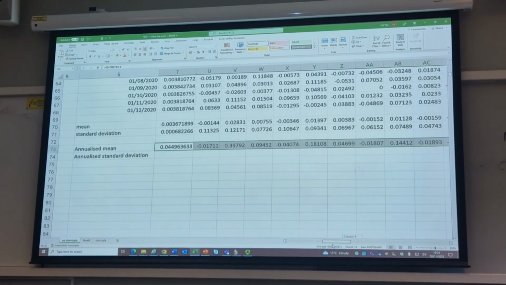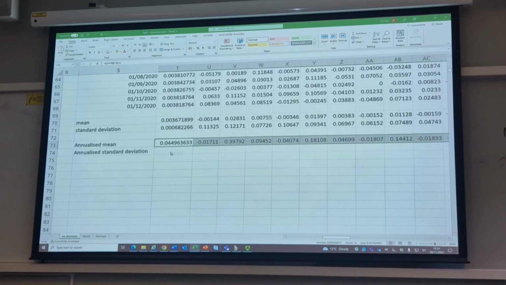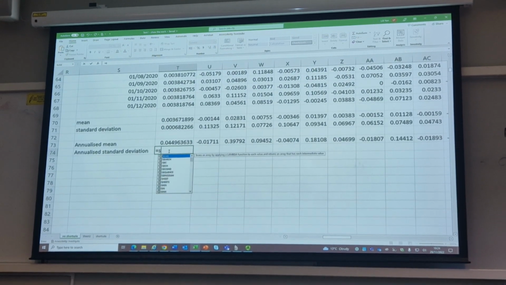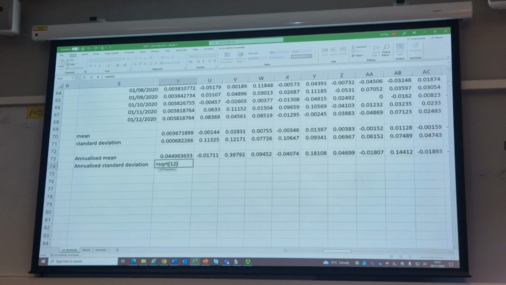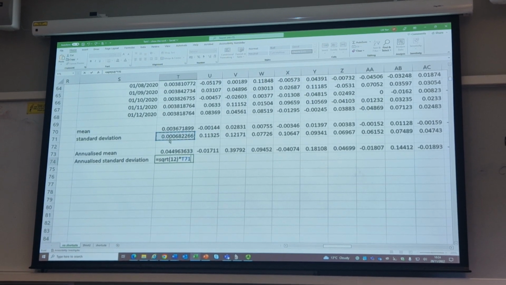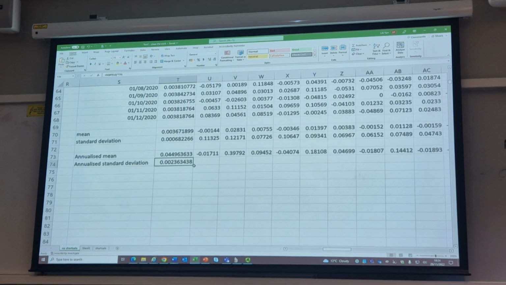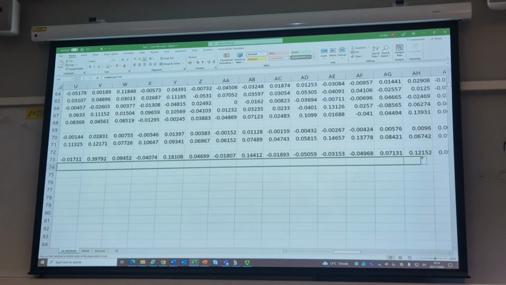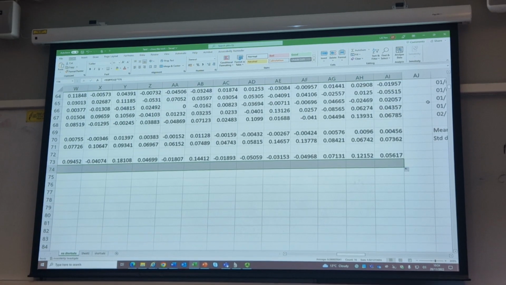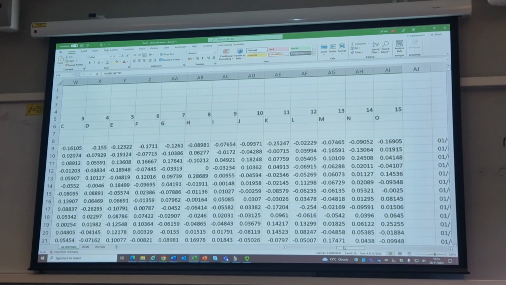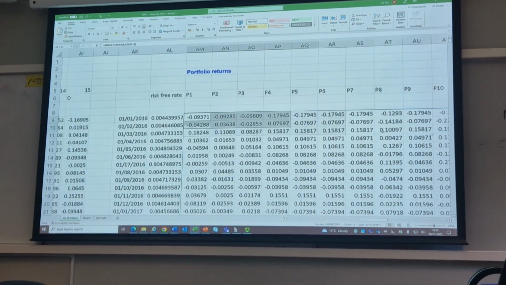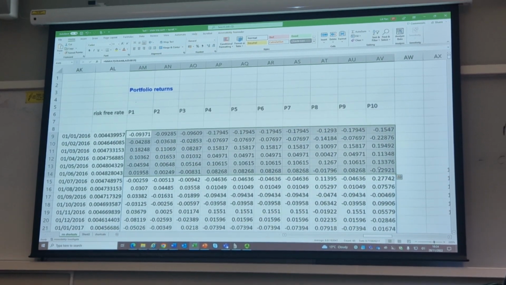And for annualized standard deviation, we just use the square root function, SQRT, of 12, and then times the standard deviation. So this is the annualized standard deviation. Okay, so that's it. Are we good? Yeah. Okay, good.